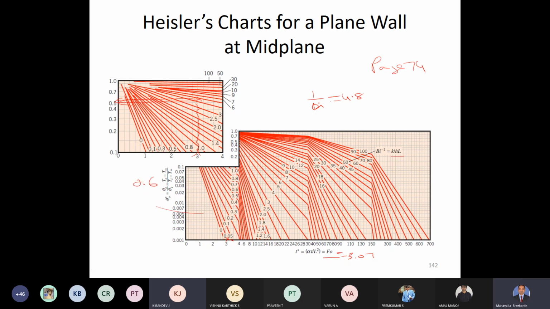Remember, with the Heisler chart, it depends on how accurately and how well you read and interpret, because you cannot accurately point out each and every point on this chart. Each person will have their own interpretation, so ultimately you will get only an approximate value. The y-axis value is about 0.6. This y-axis is basically the ratio T naught minus T infinity divided by Ti minus T infinity.